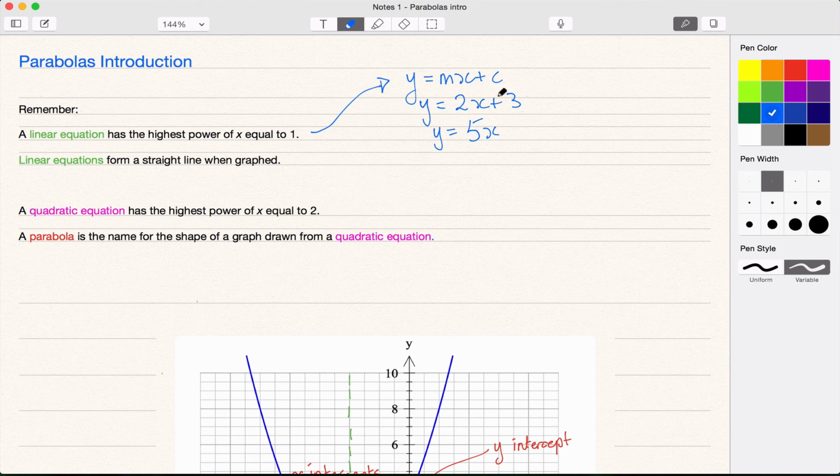Linear equations, when we graph them, form a straight line. That's why they're called linear. So a reminder, when we graph them, they look something like that.